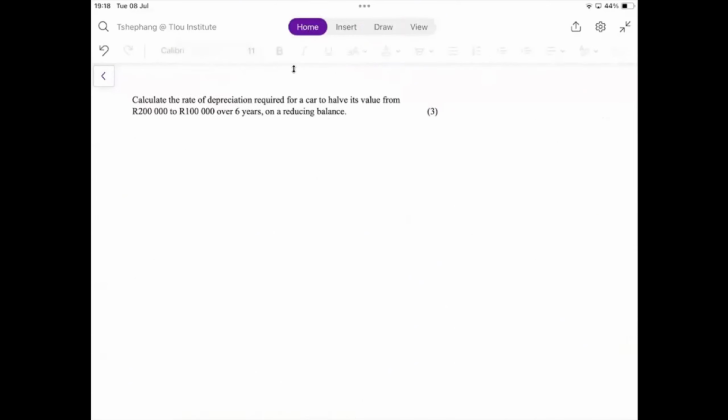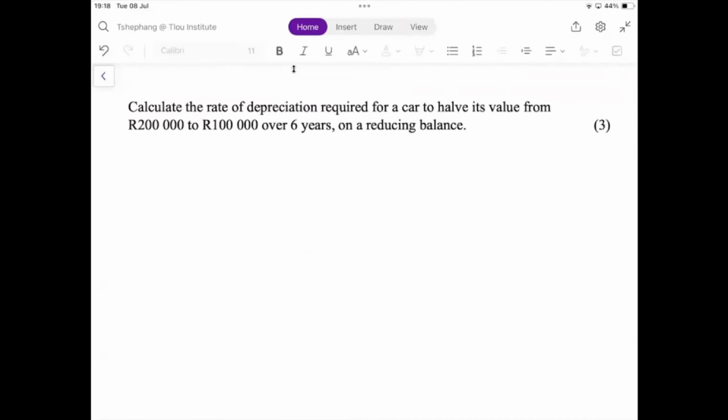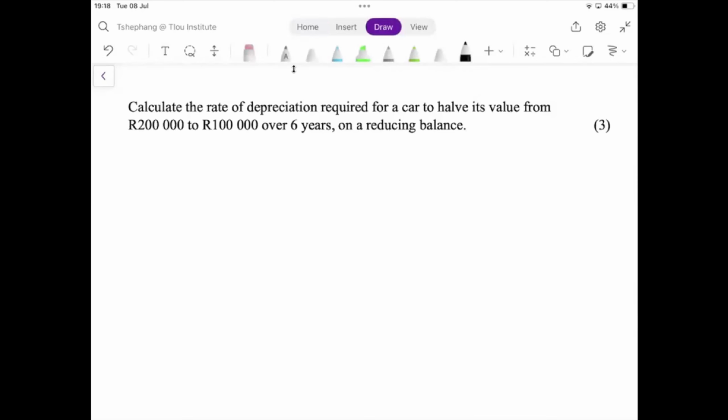Okay, now let's look at this one together as well. Let's try to move quickly so we can get to the annuities as well. Calculate the rate of depreciation required for a car to halve its value from 200,000 to 100,000 over 6 years on a reducing balance. Okay, so the first thing that I'm seeing is reducing balance. That's very important. Reducing balance, I did tell you guys which formula we're going to use. It is the compounding, but it's reducing. So A is equal to P times 1 minus i, to the power of n. That's the reducing balance.